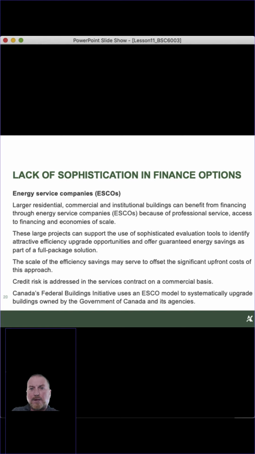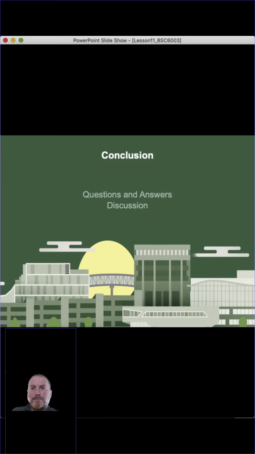But on the other hand, they also have all the expertise internal to the organization on how to improve efficiency overall for the client. So that can often be a very good cooperative arrangement between a larger client and an ESCO. So these are the things to think about: barriers to financing, but also financing options.